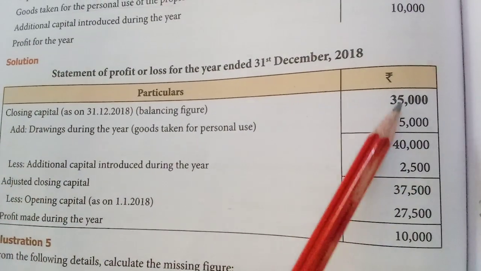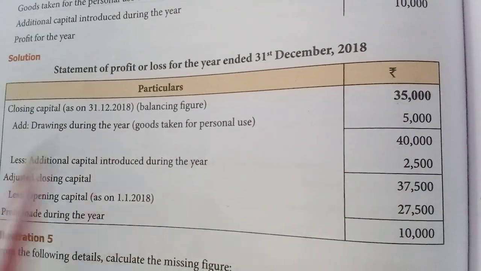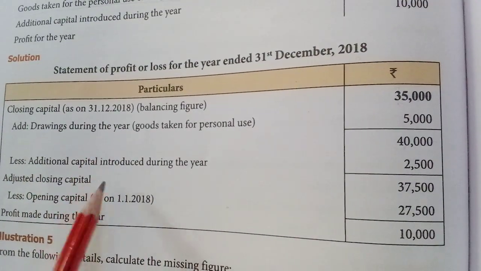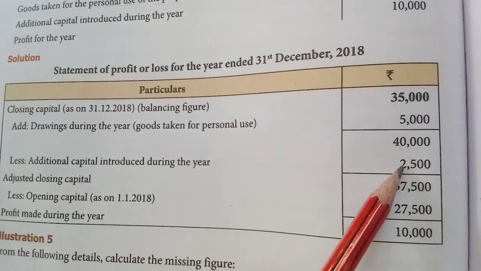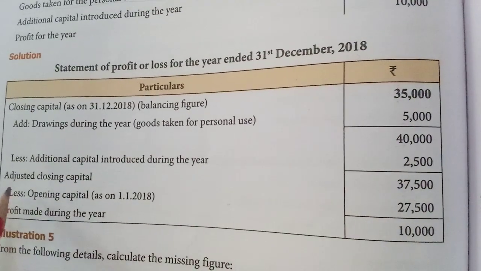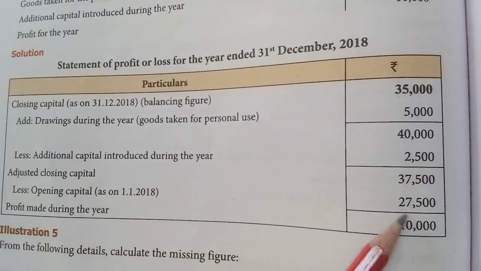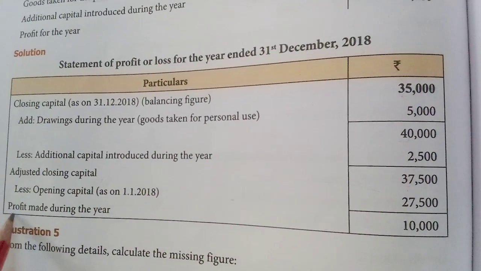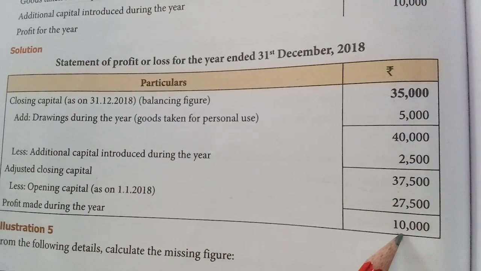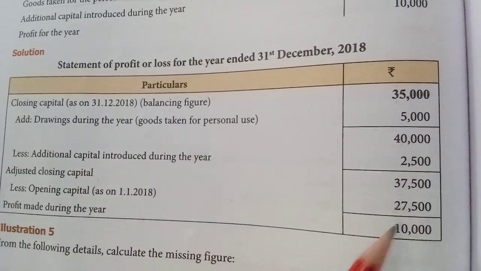Then draw the line. Since we do not know the closing capital, we do not know this amount also. Then leave space, and below write less additional capital, 2500. This amount we do not know. Draw line, leave this amount. Then there you write adjusted closing capital, then less opening capital, you write that amount. Then last you write profit. First you write this 10,000, we know. Then opening capital, we know, 20,500.